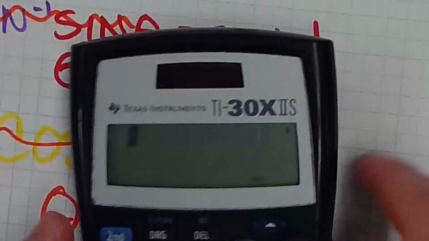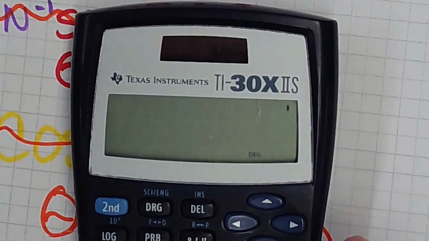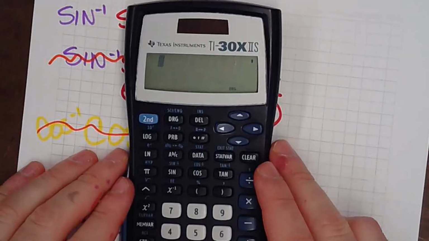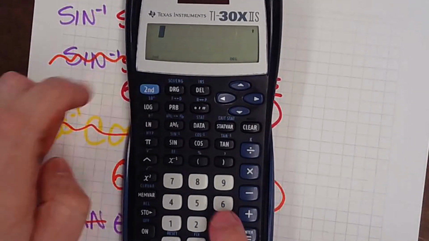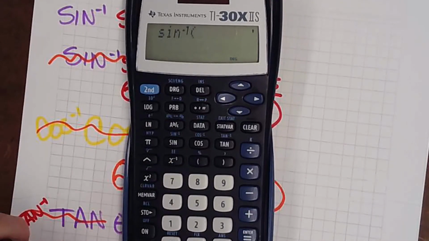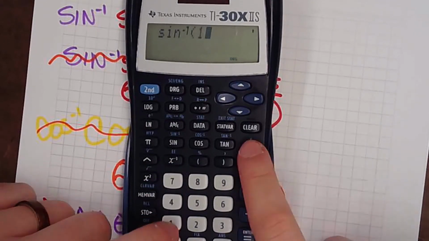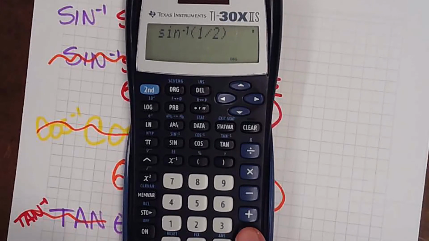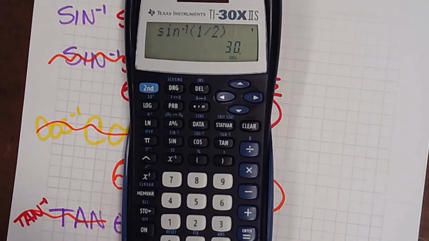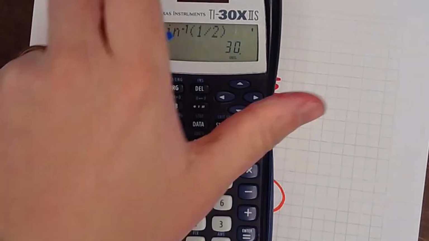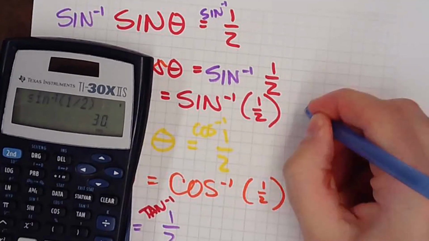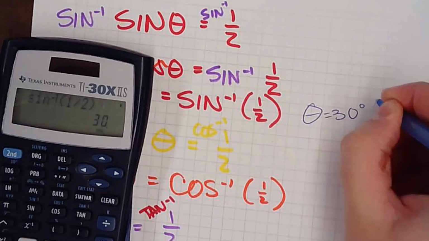Okay, so what you would do, let me zoom out a little bit, is you would type in second sine inverse, and that would pop up. Everybody cool with that? And then type in 1 over 2 or 0.5. And then hit enter. So the angle measure is 30 degrees. So that's kind of cool. So theta is 30 degrees in this case.